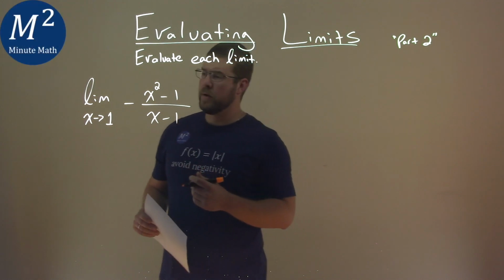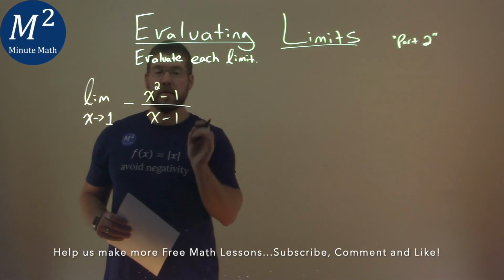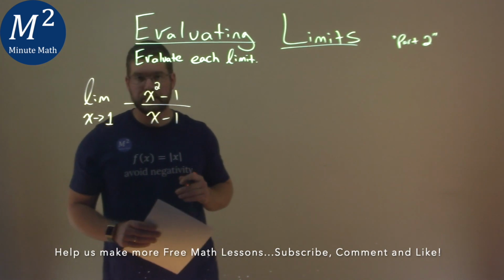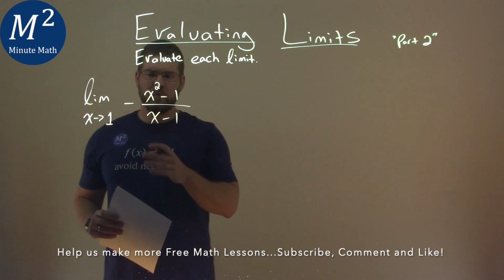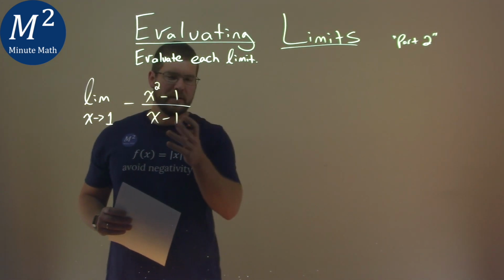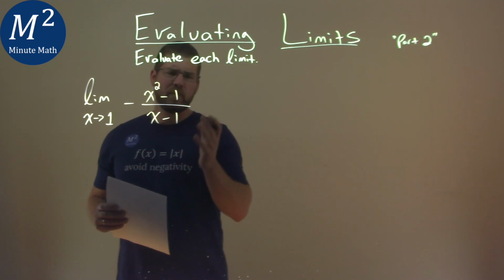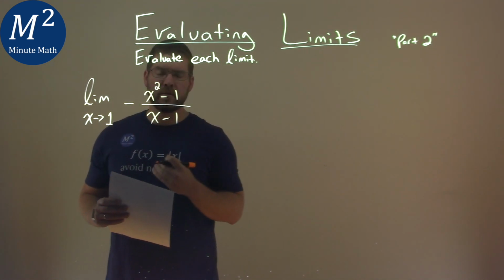We're given this problem right here, the limit as x approaches 1 of negative x squared minus 1 over x minus 1. And again, we're finding this limit. When we see limits like this, right away, we can't just plug in 1 for x because it would be divided by 0. All right? So with rational functions, we're going to try to simplify this. And a lot of it involves factoring.